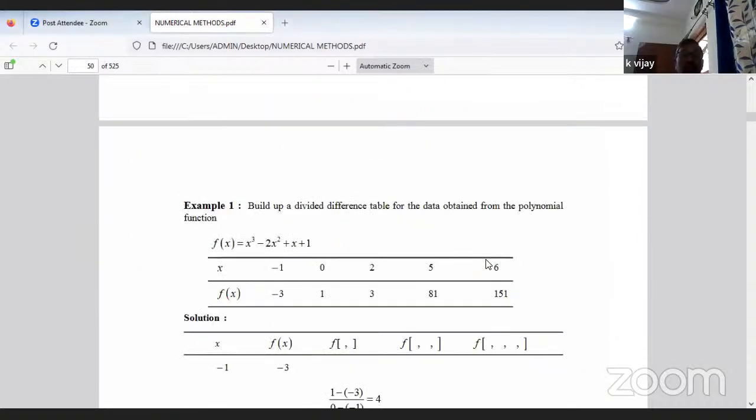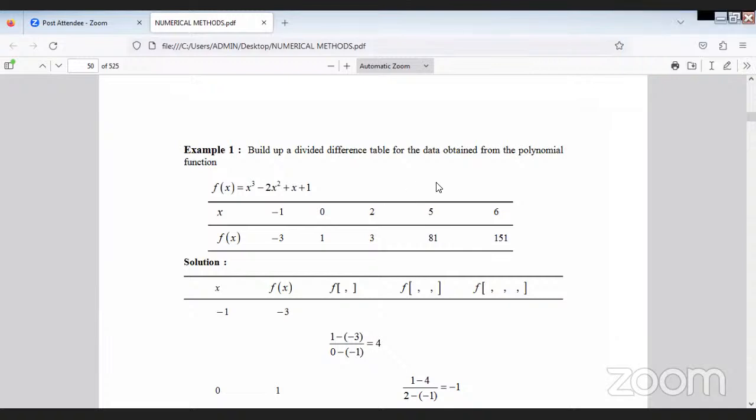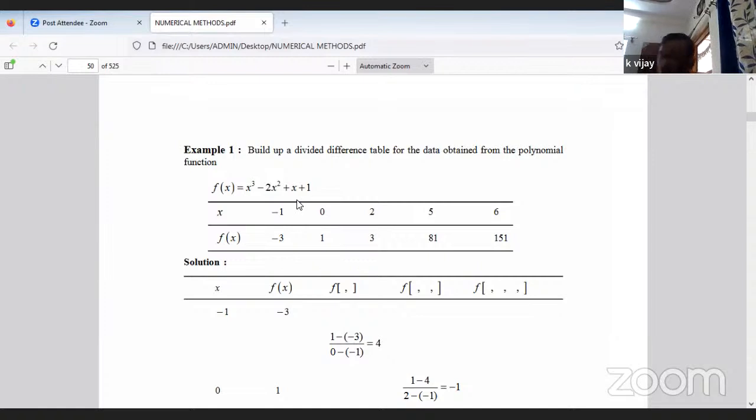So suppose, to build up the formula, we do one problem here. Listen here. Form the divided difference table for x cube minus 2x square plus x plus 1. What are the values given here?